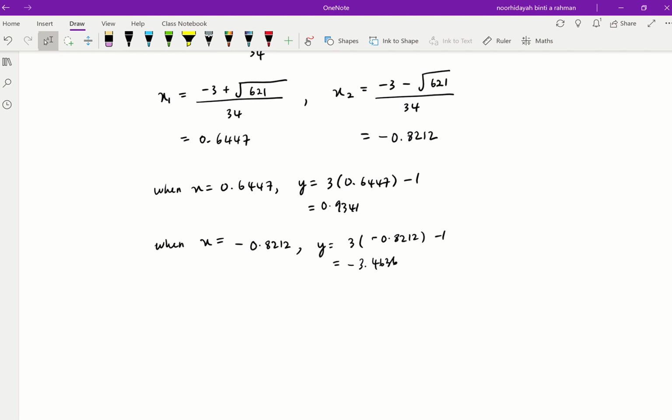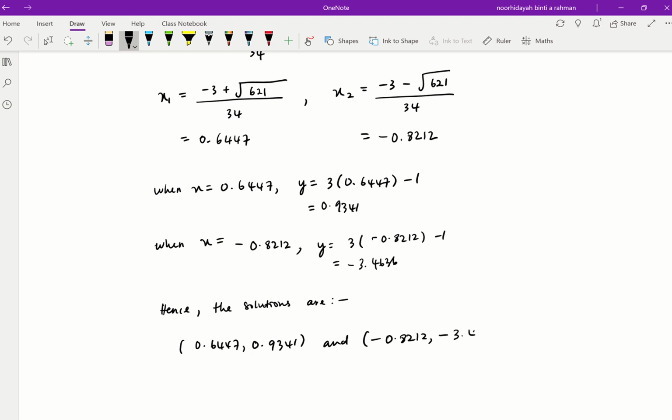In terms of coordinates, I can say that my solutions are (0.6447, 0.9341) and (negative 0.8212, negative 3.4636).